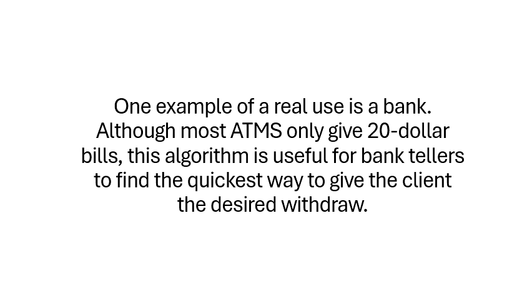This is used by ATMs and banks in real world situations. Although most ATMs only give $20 bills now, it can be used by a cashier to figure out, if I need to give $50 worth of change, what would be the best way to do that: 20, 20, 10, whatever. This algorithm can be used to give you the exact coin amount that you need.